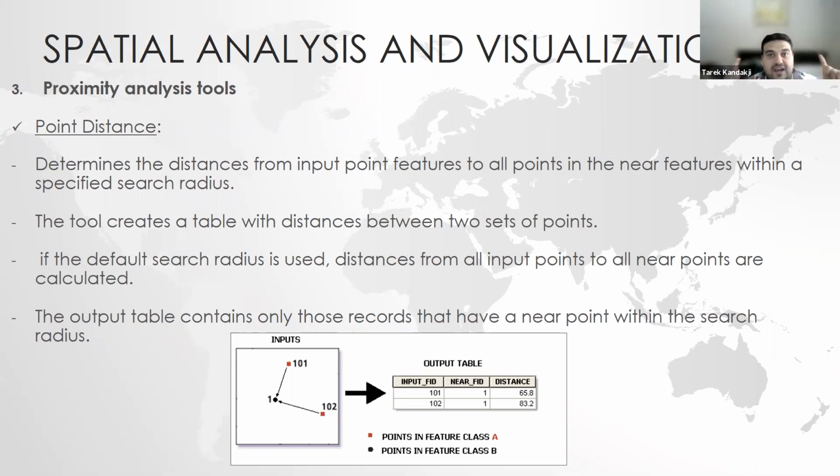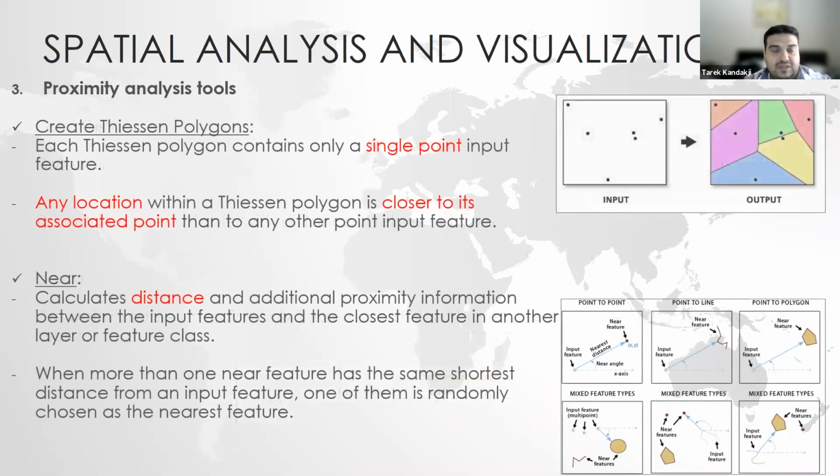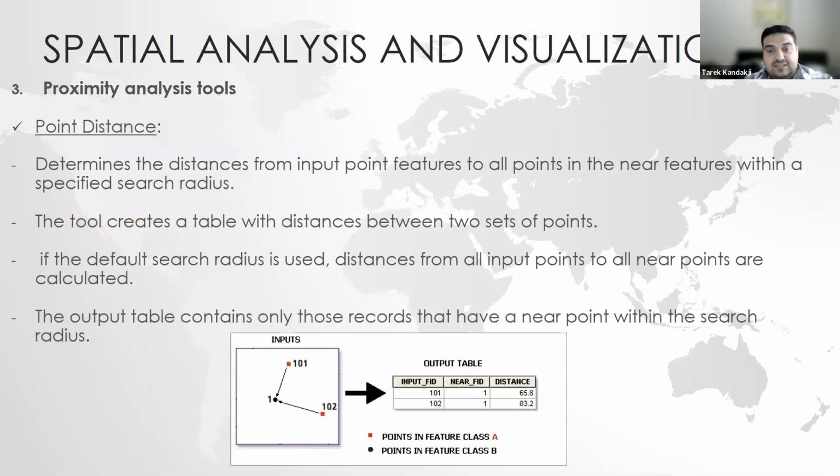But when you define a search radius, when you say I just want to know the distance between the police station and the houses that are within 100 meters of that police station, then the data will be limited to that search radius. And again, the output is a table which has the exact distance. So this is the difference between the near and the other buffer analysis, and the near distance. The point distance is different because it tells you the distance in a table format.